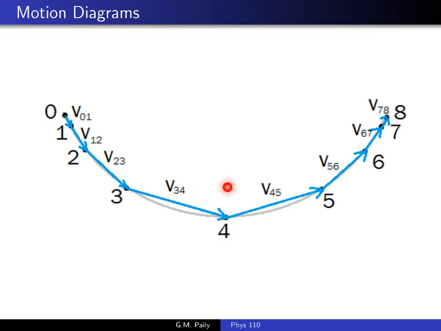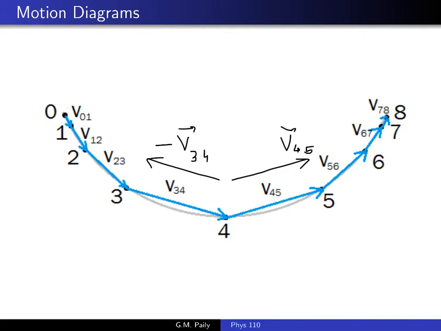v34 points to the right and down. v45 points to the right and up. Thus, to change v34 to v45, we need a vector pointing up. We can illustrate this in a bit more detail.